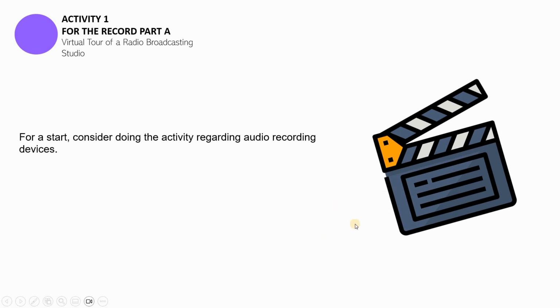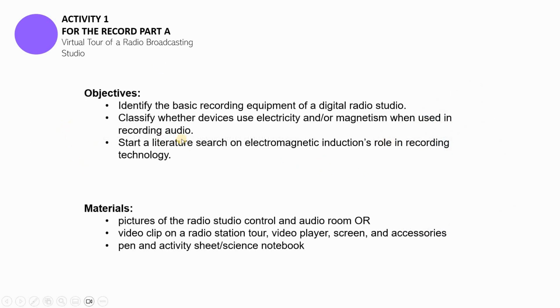Now, to start understanding that connection, we have to first consider doing the following activity regarding audio recording devices. Thus, the objectives of this activity are as follows. The first one, you should be capable of identifying the basic recording equipment of a digital radio studio. Second, classify whether devices use electricity and magnetism when used in a recording studio. And the third, the last one, is that you should start a literature search on electromagnetic induction's role in recording technology.